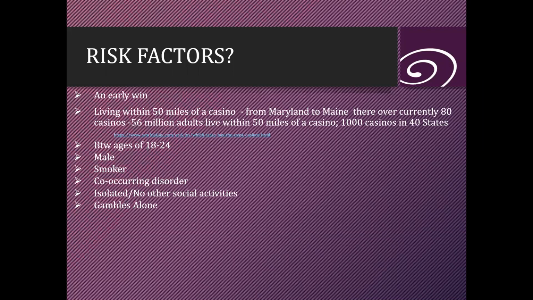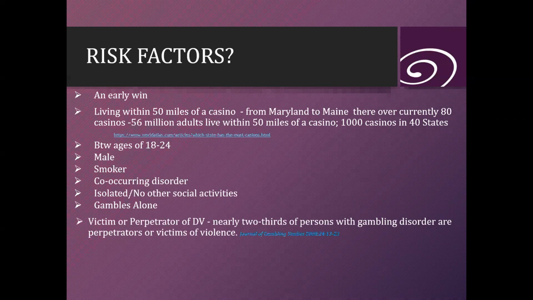Like for me now, that's the first cup of coffee in the morning. I love my first cup of coffee in the morning. The anticipation, that makes you happy, that makes your dopamine fire. So that's one of them. And living within 50 miles of a casino, you can see the stats there. Millions and millions of people live within 50 miles of a casino. And now more and more online stuff is going to happen. I don't know how that's going to affect the risk factors, but certainly the easier it is to get to, the easier it is to give into it.